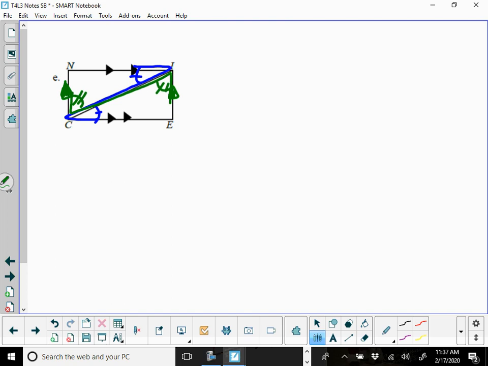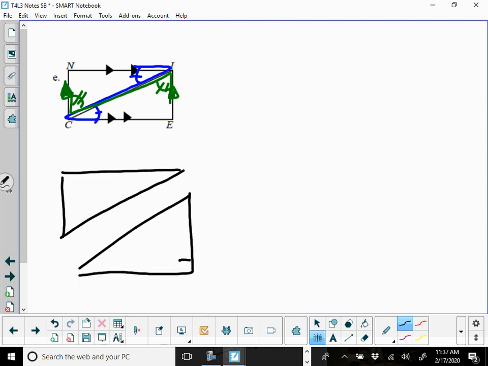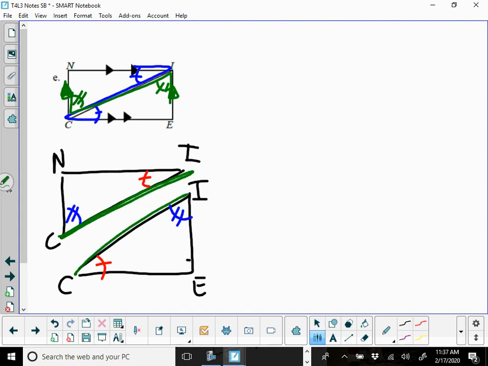Okay, so if I break these triangles up, I'm just going to show you what happens if I break them apart into two triangles here. Okay, so this will be N, I, C. This will be C, I, and E. Okay, if I do that, then what I have just said is I've said that this angle and this angle are congruent, and I said that this angle and this angle are congruent. And then if you notice, side IC and side IC are the same here, so obviously they are also congruent. So we do in fact have angle side angle.